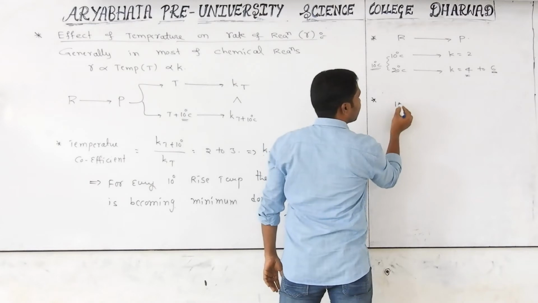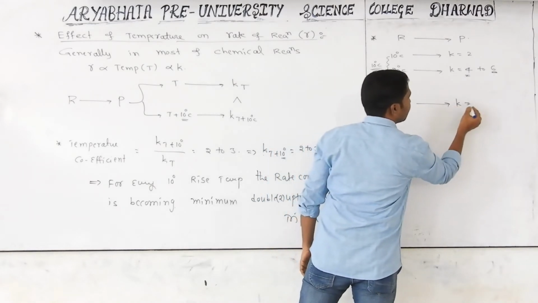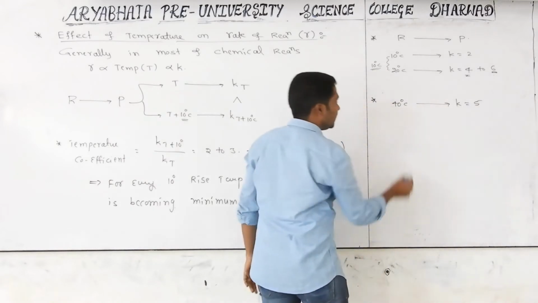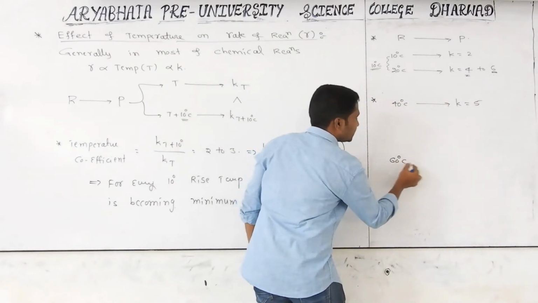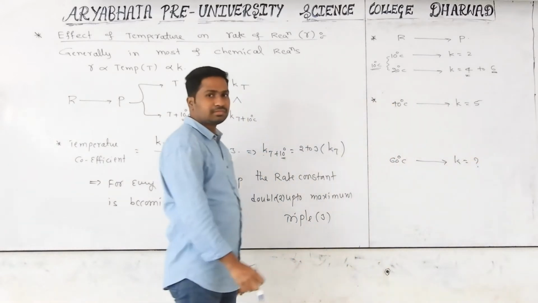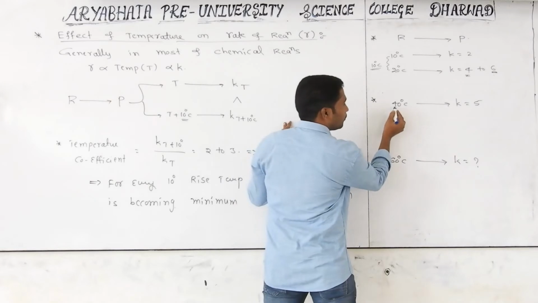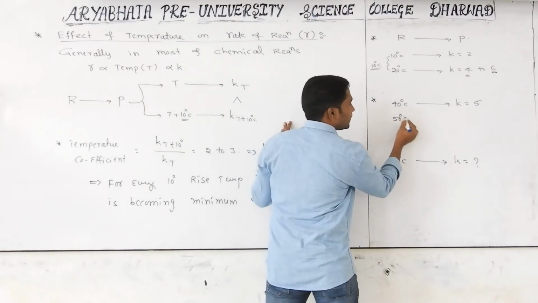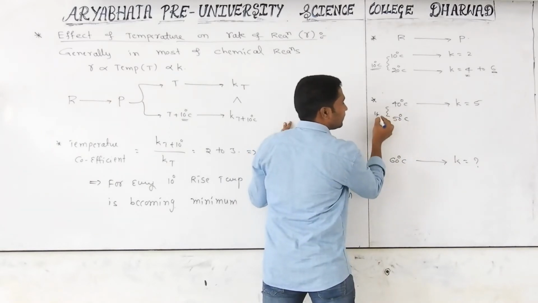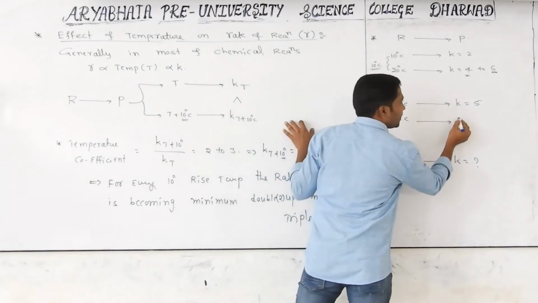You have a chemical reaction. At 40 degrees Celsius, the rate constant value is equal to 5. At 60 degrees Celsius, what is the rate constant value? First of all, from 40 to 50, how much interval is there? 10 degrees interval. For every 10 degrees interval, what happens? The rate constant value becomes double.